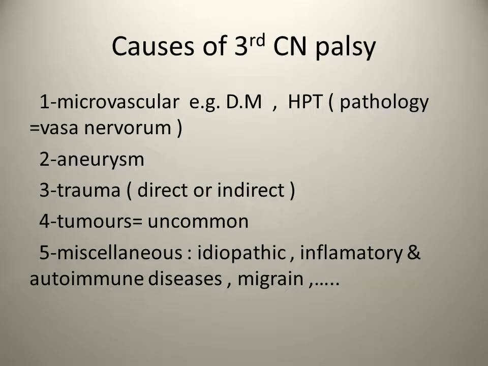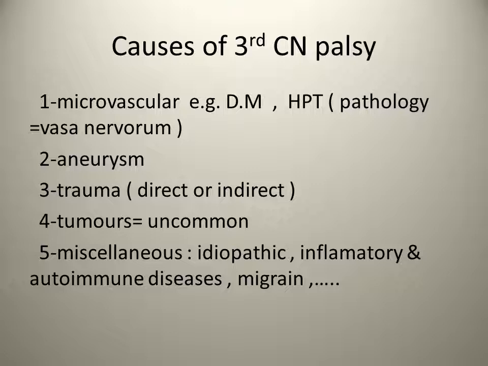So, summary for the causes of third cranial nerve palsy: microvascular, we said diabetes and hypertension; aneurysms, mostly posterior communicating artery aneurysms; trauma, whether direct or indirect injury; tumors, usually uncommon to cause isolated third, but it is possible; and miscellaneous causes. Idiopathic, meaning the cause is not figured out until this moment.